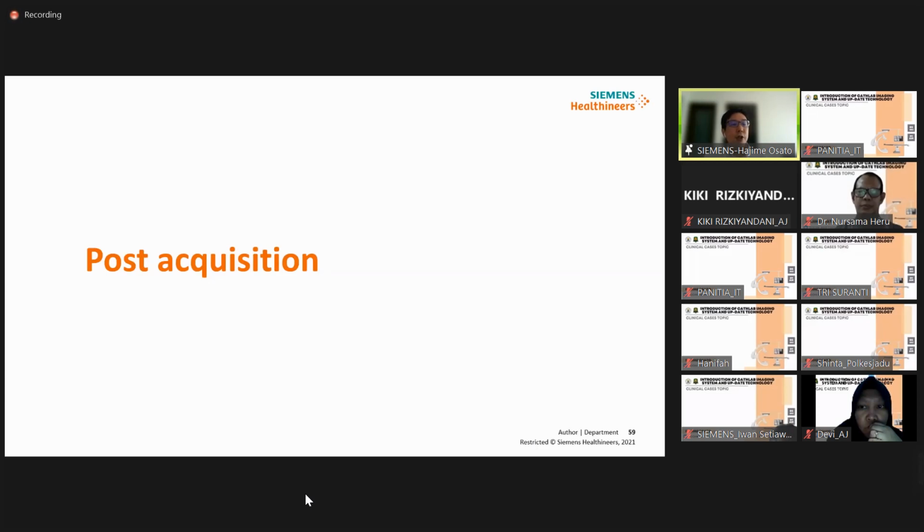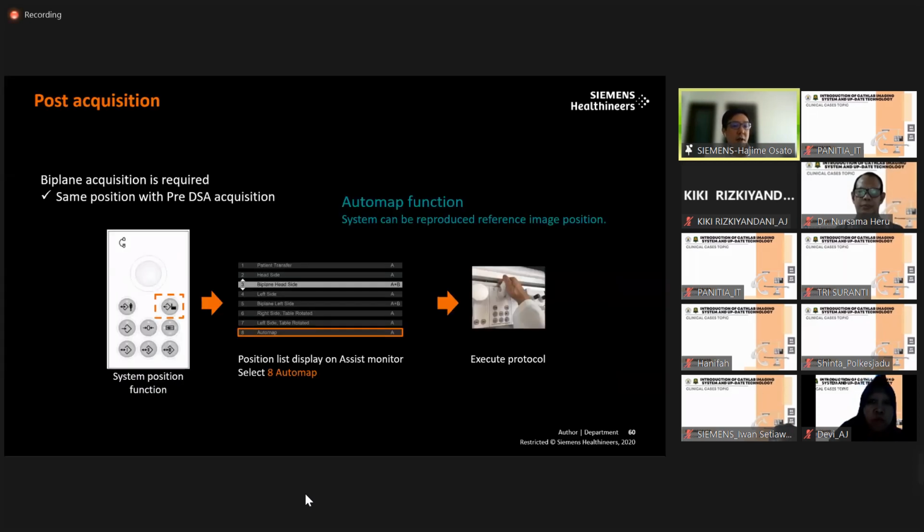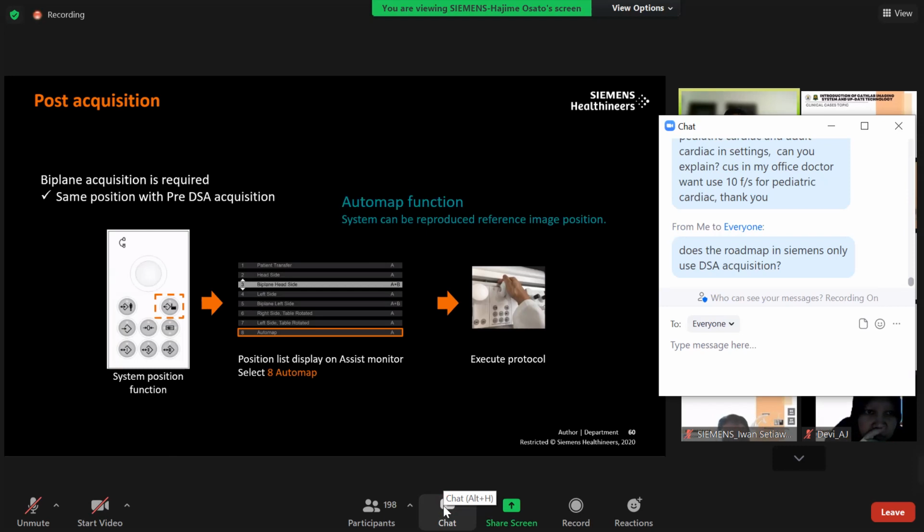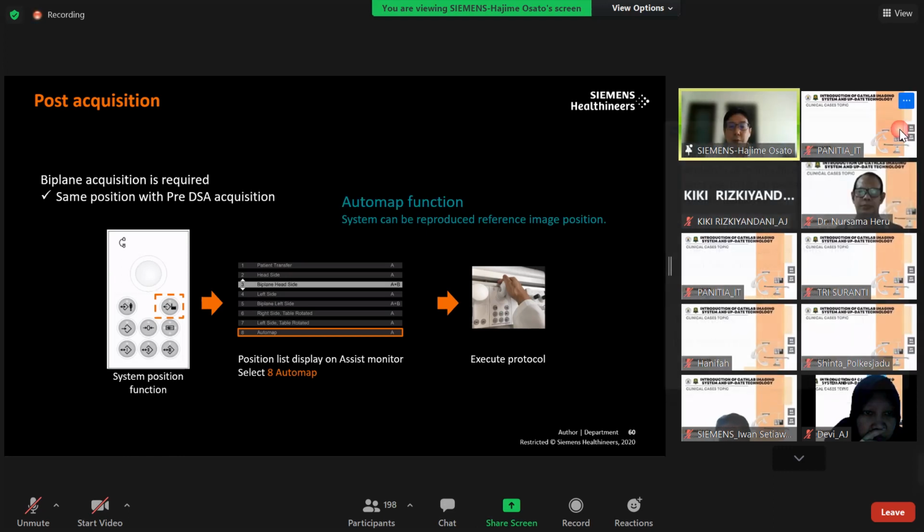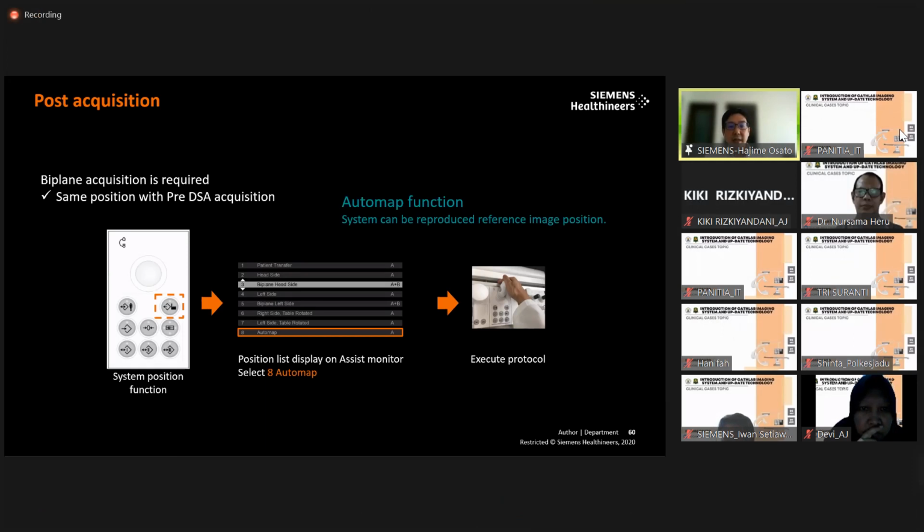All right, so go to the post-acquisition. After coiling, we do the post-DSA acquisition. In this case, the system position should be set to the same position as the control acquisition, for comparison and confirming the treatment result. So we propose to use the automap function. This function reproduces the system position completely. So the doctor is able to compare pre and post images easily. All right.